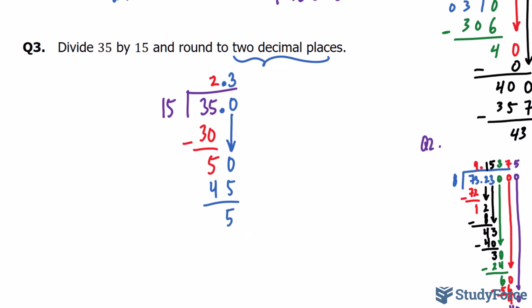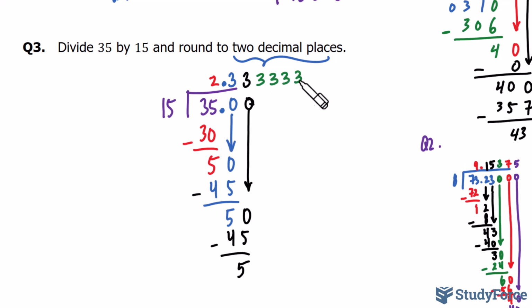Seems like we'll have a repeating decimal here. We'll introduce another 0. And we can repeat. 15 fits into 50 3 times. 3 times 15 is 45. And again, a remainder of 5. This shouldn't be a surprise. And what we should end up with, if we continue this, is a quotient with an endless number of 3's. To round this to 2 decimal places, we simply end up with an answer of 2.33.